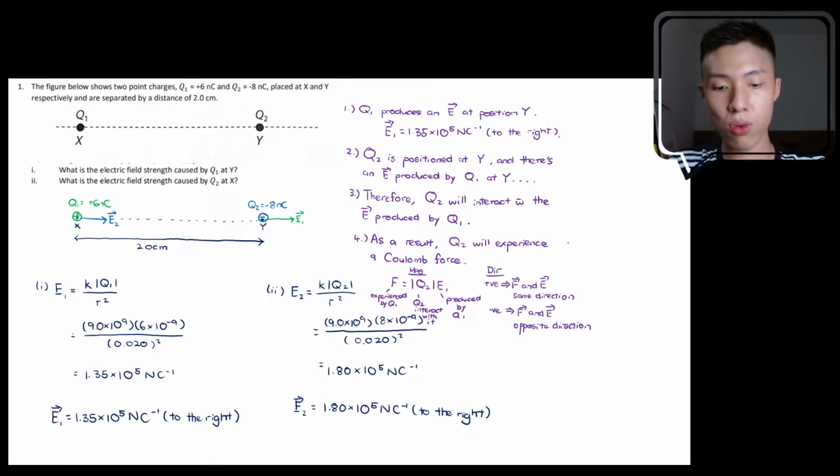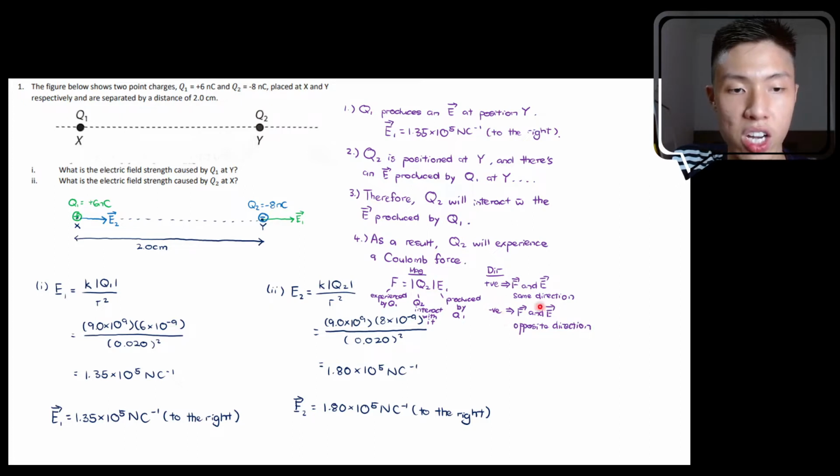Okay, so if you look over here, Q2 is the one that is experiencing the force. Q2 is a negative charge, negative 8 nanocoulomb. So since Q2 is a negative charge, the force and the electric field are in opposite directions. We know the electric field at this position is pointing to the right, so the electric force experienced by Q2 will be pointing to the left.